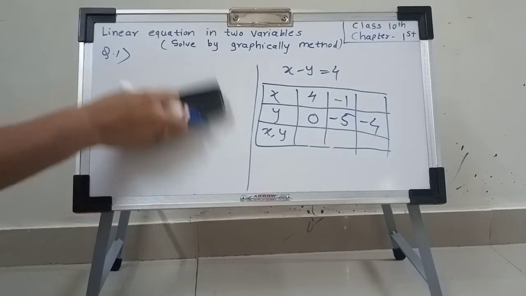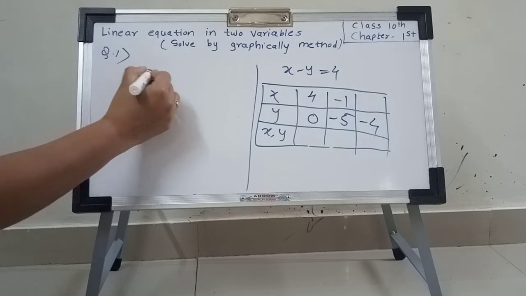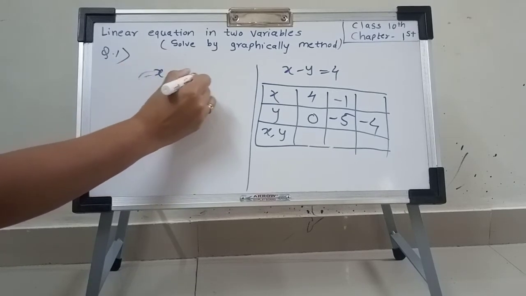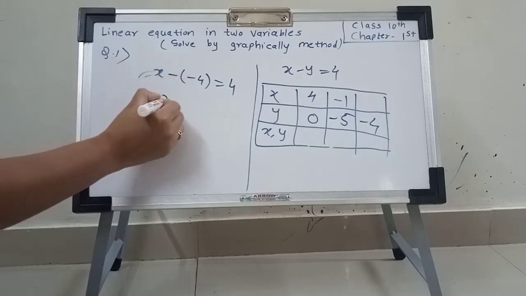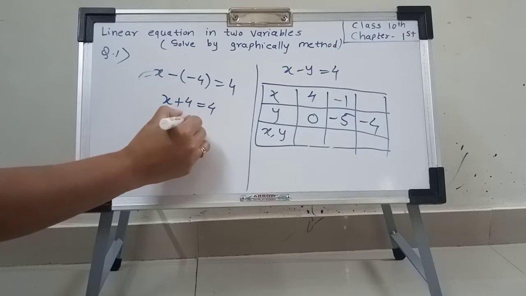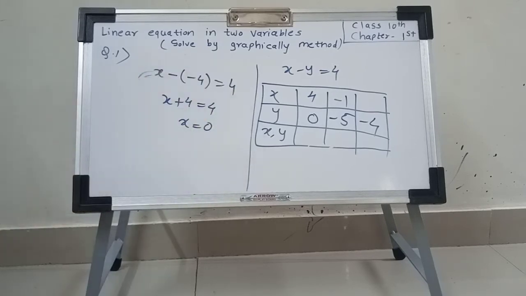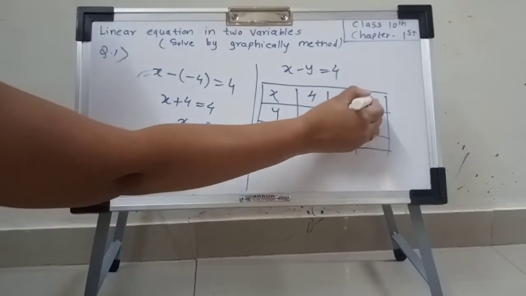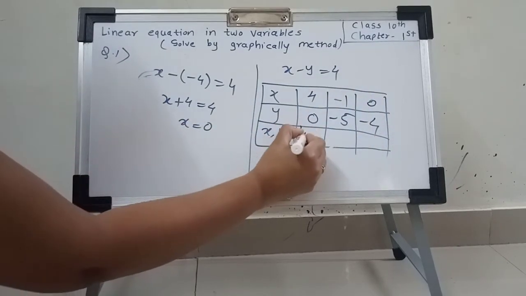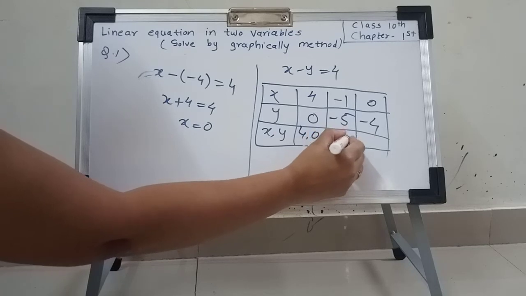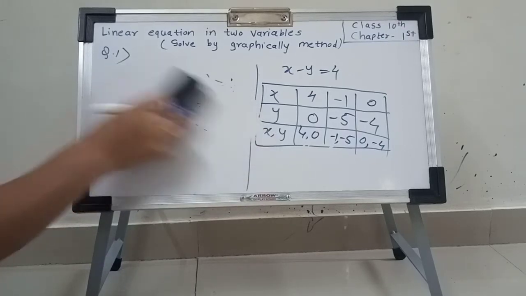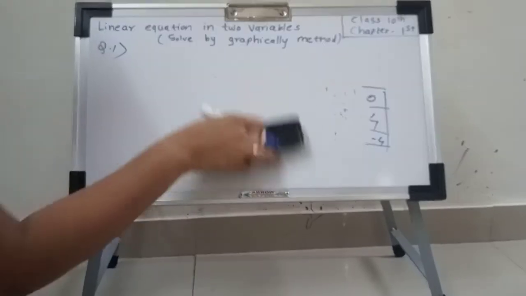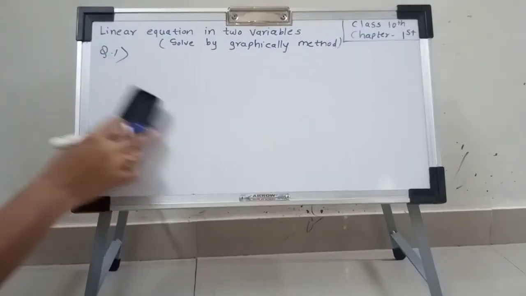Third value, y is equal to minus 4: x minus, minus 4 is equal to 4, means x plus 4 is equal to 4. Take 4 to this side, minus 4: 4 minus 4, 0. x is equal to 0. Means we have the points 4, 0; minus 1, minus 5; 0, minus 4. Now we plot these points on graph paper. First write all the points in the notebook and then we draw these points on the graph.